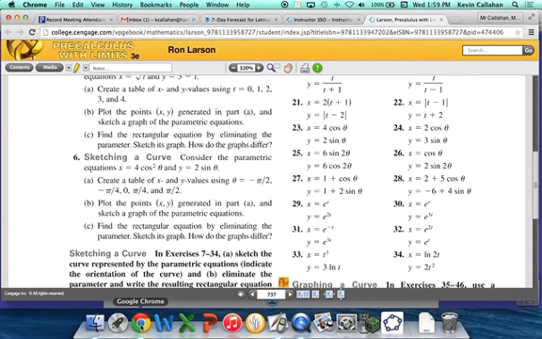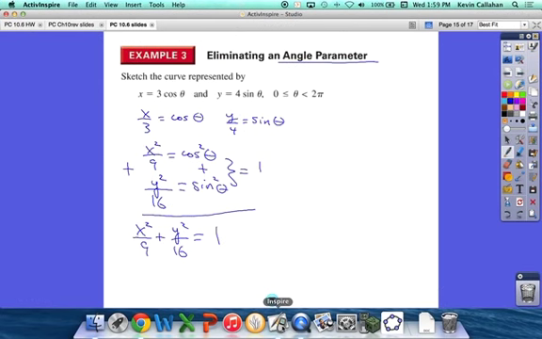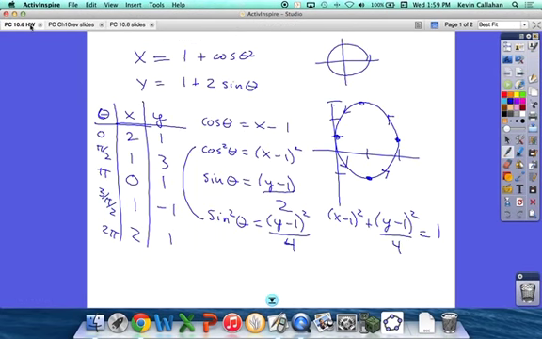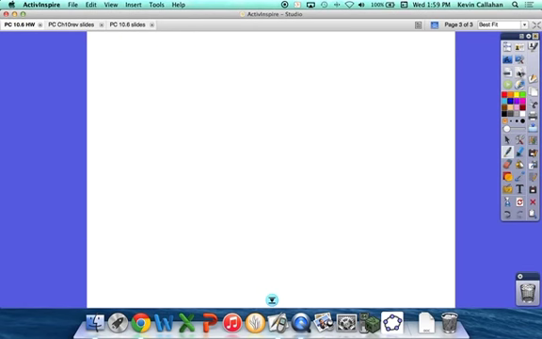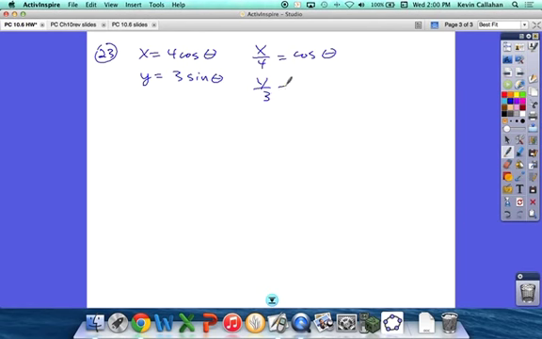So how would you isolate the sine and the cosine there? Divide by 4, divide by 2, right? So let's do that. So that was 4 cosine and 2 sine. So this is 23. X equals 4 cosine theta. Y equals 3 sine theta. Right? X over 4 equals cosine theta. Y over 3 equals sine theta.